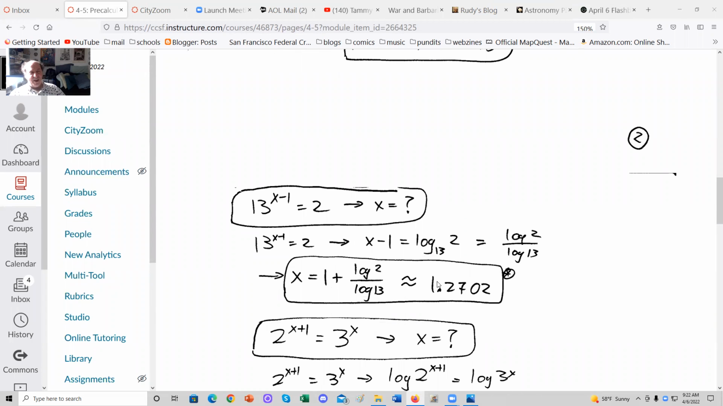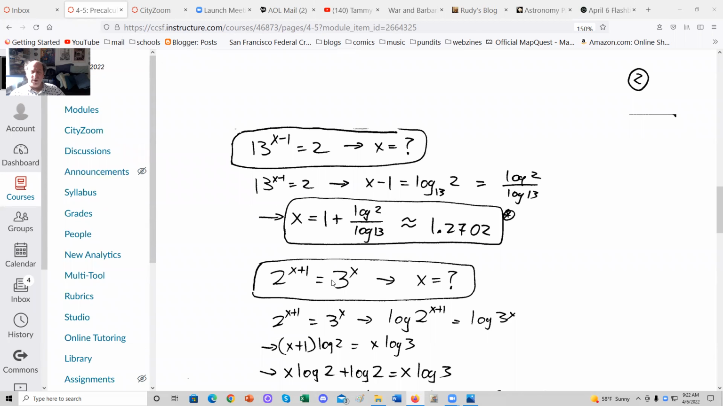Now it gets a little more complicated because we don't get rational solutions. 13 to the x minus 1 equals 2 for what value of x? Well, we'll take log base 13 of both sides and get x minus 1 equals log base 13 of 2. We'll rewrite that as log 2 over log 13. Then transpose the 1, x equals 1 plus log 2 over log 13, which is approximately 1.2702.